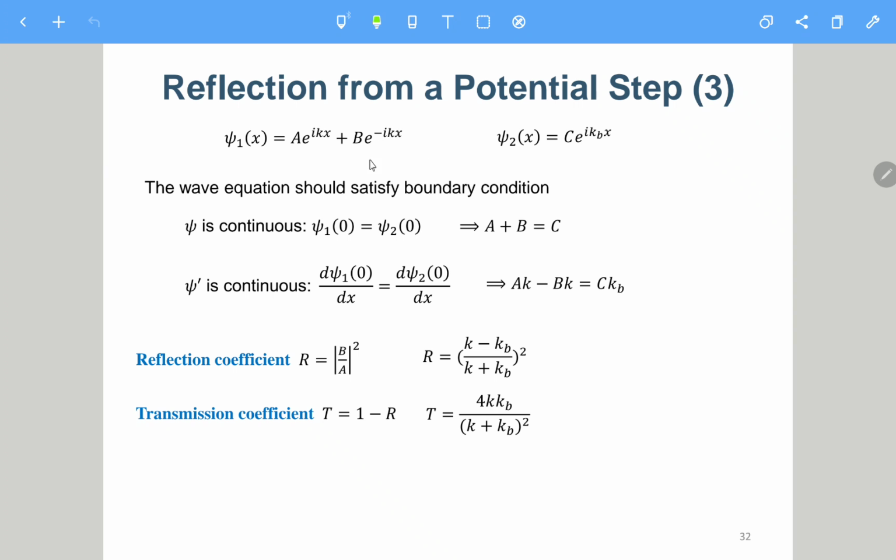And so keep in mind that this is the solution in region 1, and this is the solution in region 2. The first boundary condition is that phi is continuous. And the second boundary condition is that phi prime is also continuous. The original wave function is continuous, and also the first derivative of the wave function is continuous.